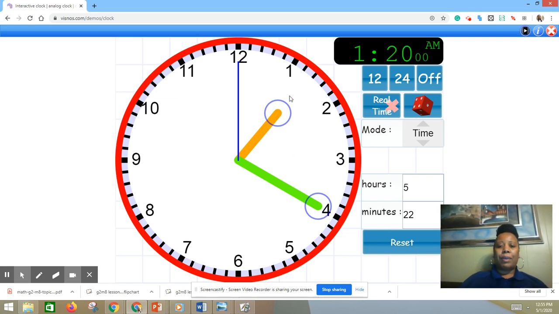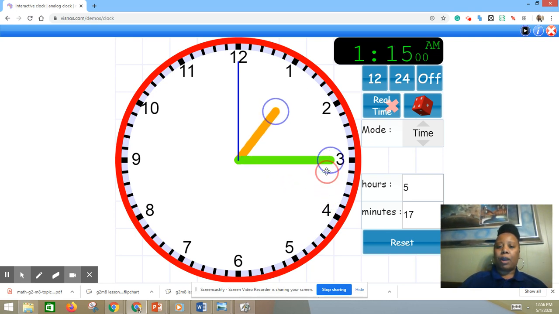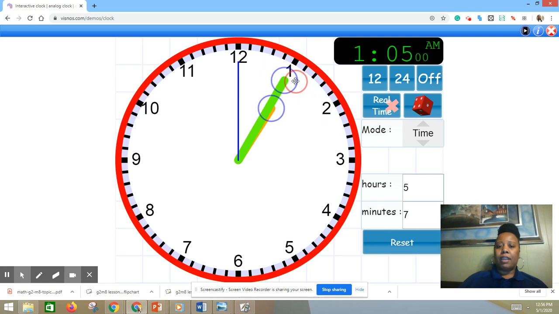Now listen to this, how we count it. 5, 10, 15, 20. We are skip counting by 5s. So when we're doing our minutes, we can count all around the clock by 5s. Let's go back to our 1 and let's count by 5s.